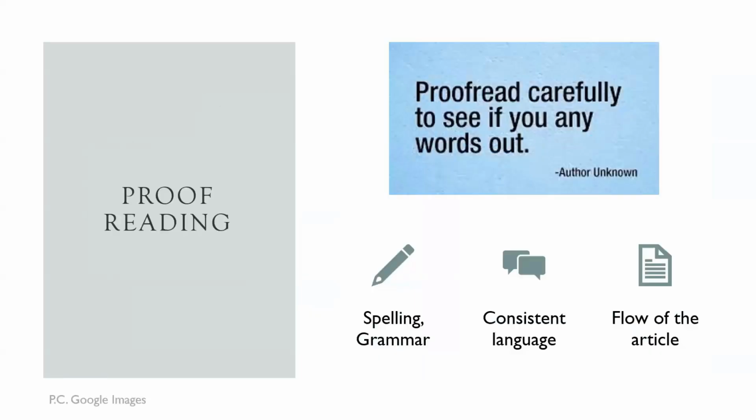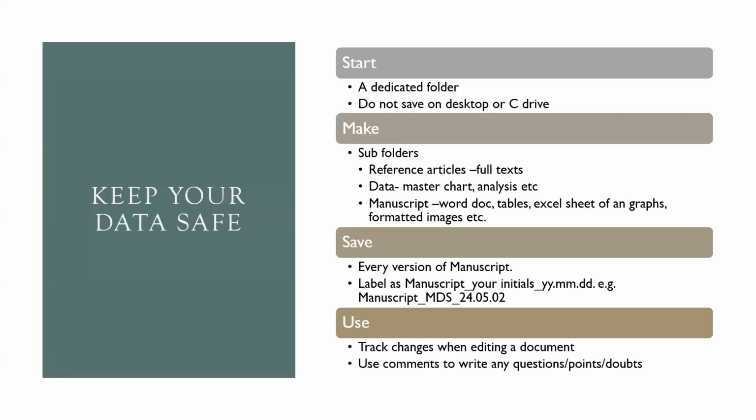Proofread, check your spelling and grammar using the automated check. See that you have used consistent language throughout. Check the flow of the article. Sometimes we write bits, sometimes it doesn't flow very well together. You may need to put one point above and another point below. See that it goes in a good, smooth flow.